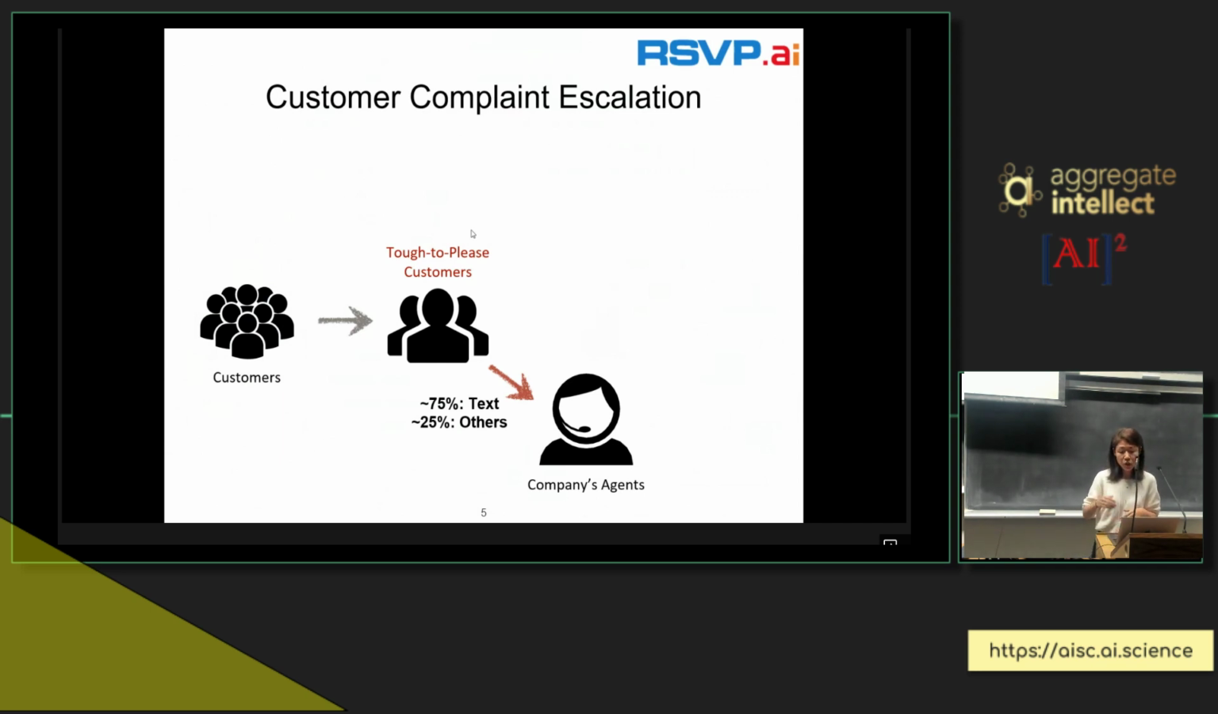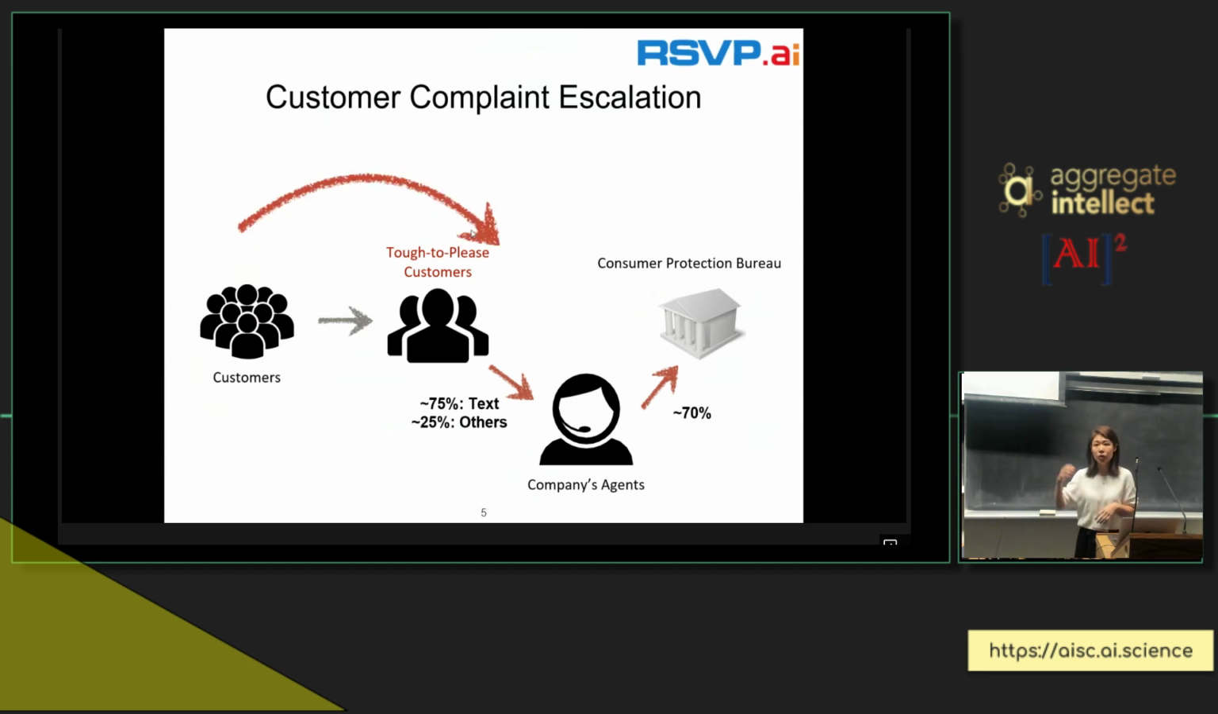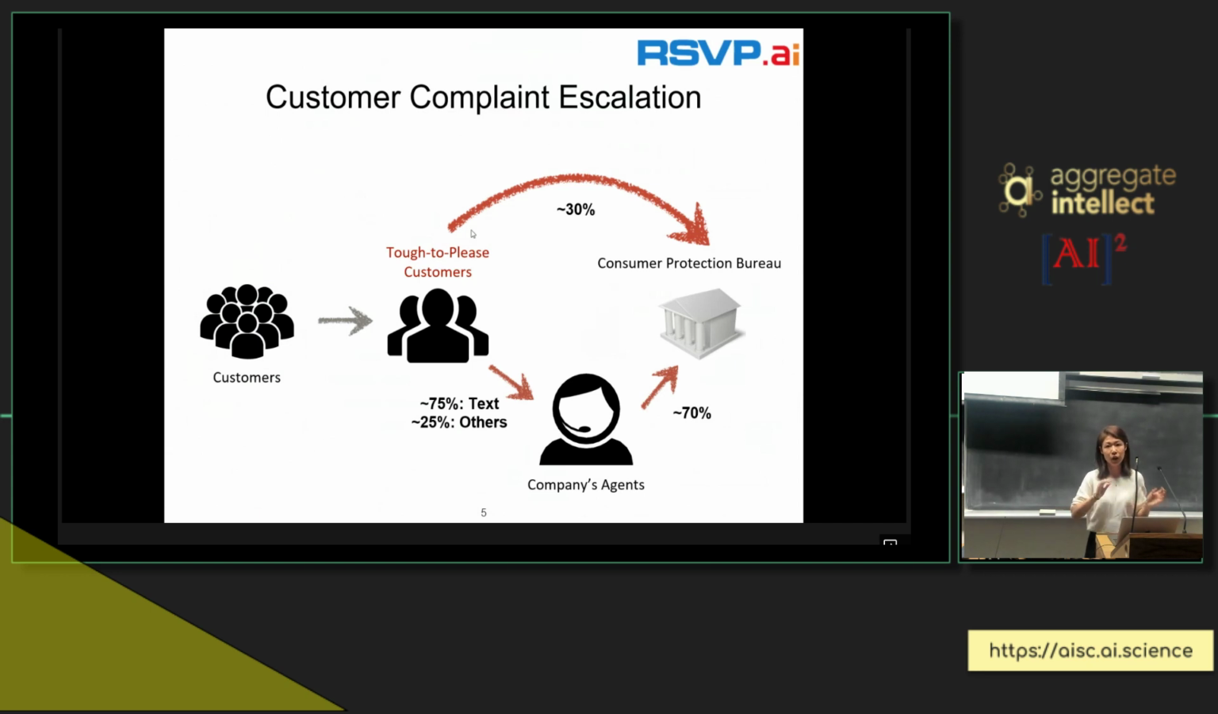And then after that, they will go to the higher level, for example, the CPB. We also counted that about 70% of these customers connect to the agents first and then go to the higher level. And there are also about 30% of these tough to please customers who didn't talk with the company's representatives. They go directly to the CPB.